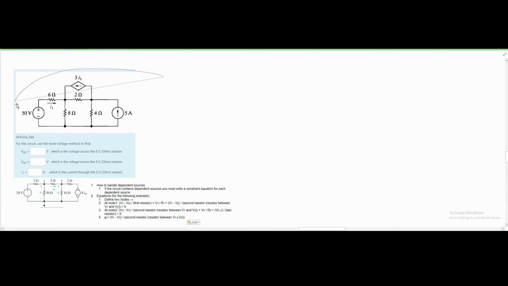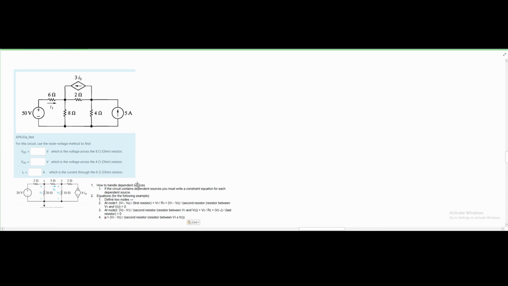In this circuit diagram, we need to use the node voltage method to find V8 ohms, V4 ohms, and I1 in amps. And this is the current flowing through the 6 ohm resistor. I gave an example down here.